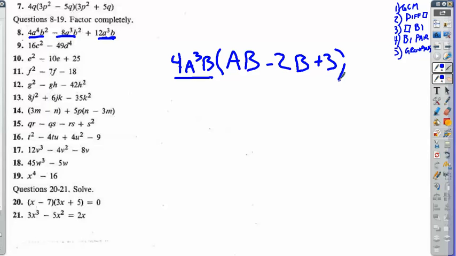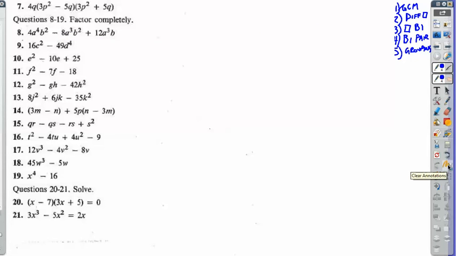And looking at this, I'm pretty sure there's nothing more that I can do with this. So this is my final answer. It's just the greatest common monomial. All right, next problem, number 9. First thing I look for is a greatest common monomial. And it's pretty clear there are no greatest common monomials.